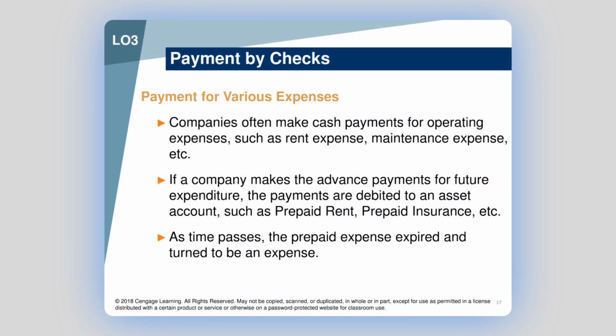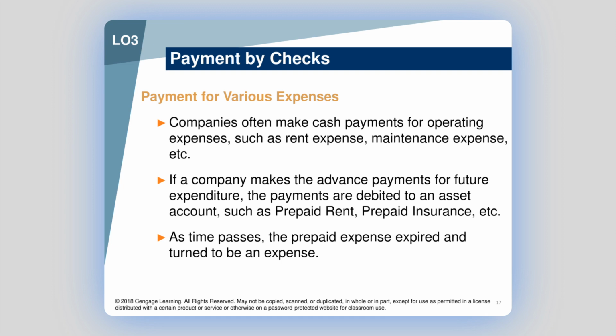Also, class, very important is the payment for the various expenses. It is often made by cash payment supporting our operating activities, such as rent expense, maintenance expense, etc. So, those are samples. If the company makes an advance payment for a future expenditure, the payments are debited to an asset account such as prepaid rent, prepaid insurance, etc. Those are just samples.